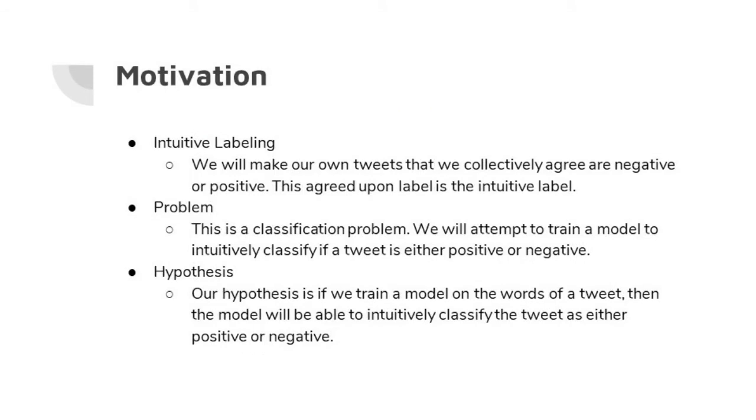Intuitive labeling. We will make our own tweets that we collectively agree are negative or positive. This agreed upon label is the intuitive label. Problem. This is a classification problem. We will attempt to train a model to intuitively classify if a tweet is either positive or negative. Hypothesis. Our hypothesis is if we train a model on the words of a tweet, then the model will be able to intuitively classify the tweet as either positive or negative.